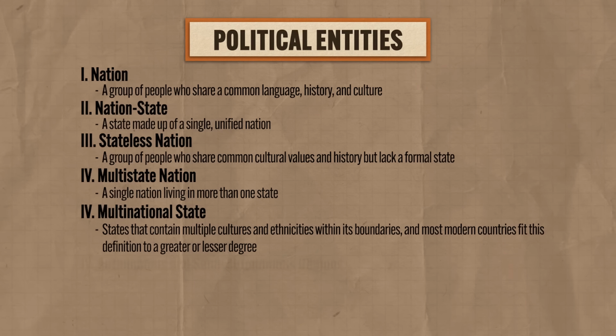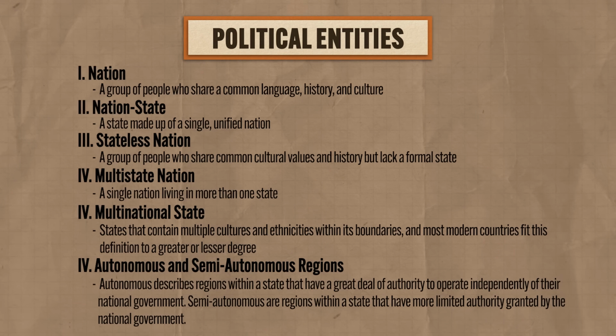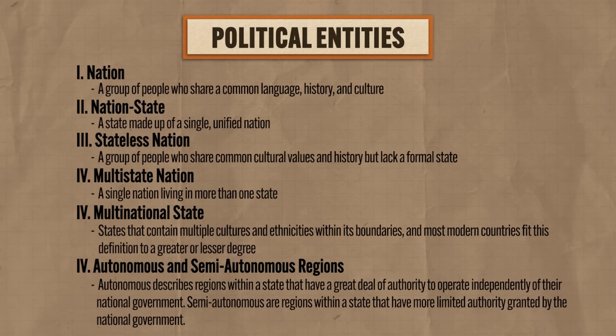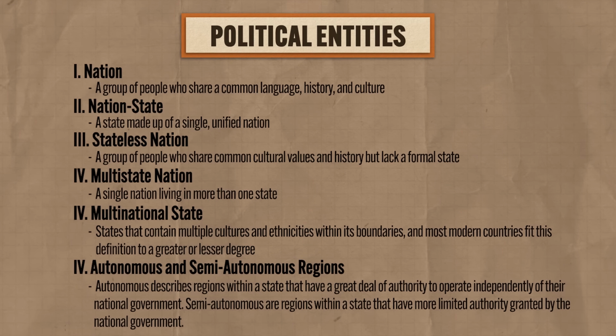And then sixth, you need to know autonomous and semi-autonomous regions. Autonomous describes regions within a state that have a great deal of authority to operate independently of their national government. Semi-autonomous are regions within a state that have more limited authority granted by the national government. And here's where I tell you that in theory these are two different kinds of regions, but in reality it's a little more squishy because it's more about degrees of autonomy. Like if a place was actually fully autonomous, then it would be its own independent state. But regardless, I'll give you two examples.